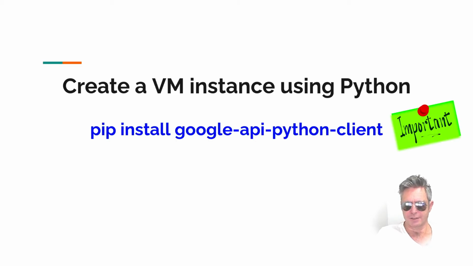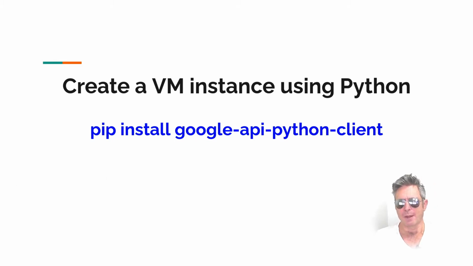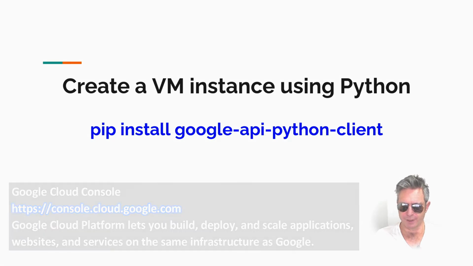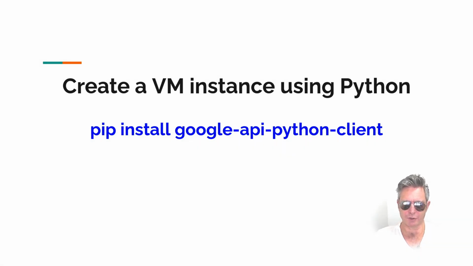And first we're going to need to use pip install google-api-python-client. Once we've done that, we'll run the code which we're about to see. We're going to run it in Cloud Shell. Cloud Shell is something you can access from within Google Cloud Console. So if you sign up for the $300 free trial, you will be able to access Google Cloud Platform, and from Google Cloud Platform you can access Google Cloud Shell.